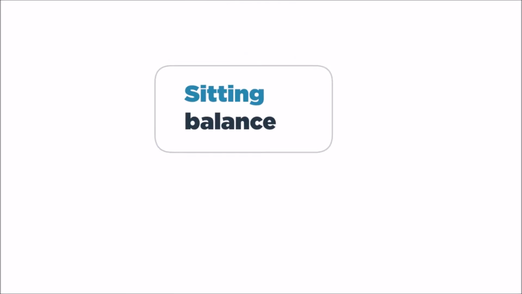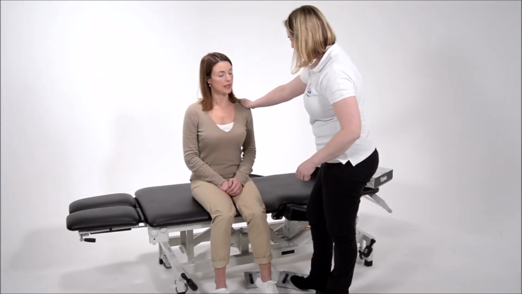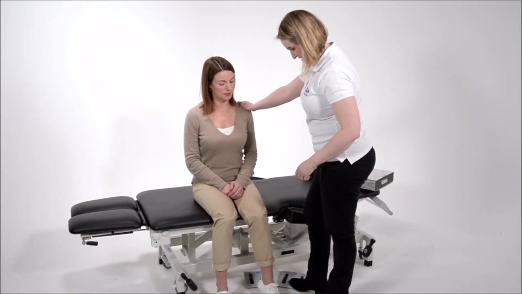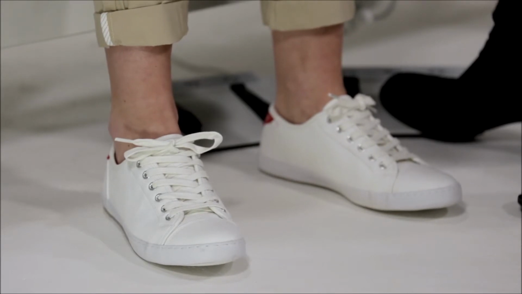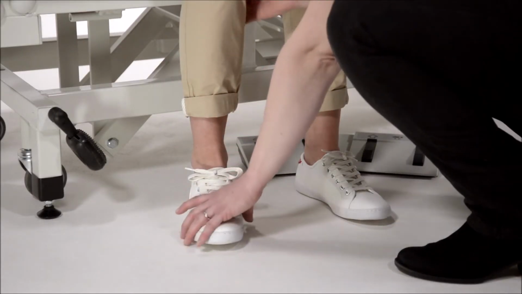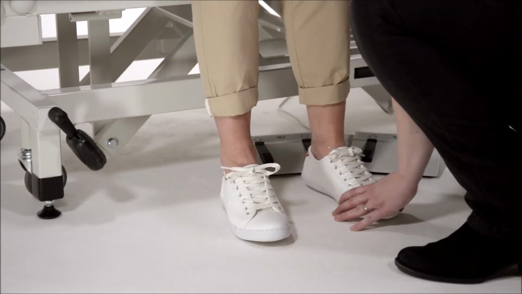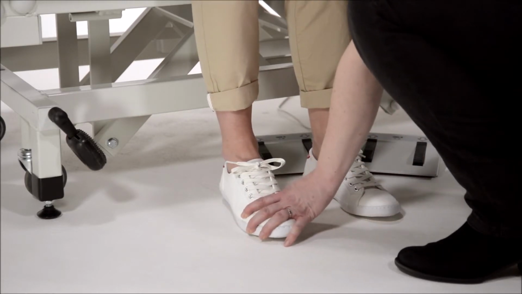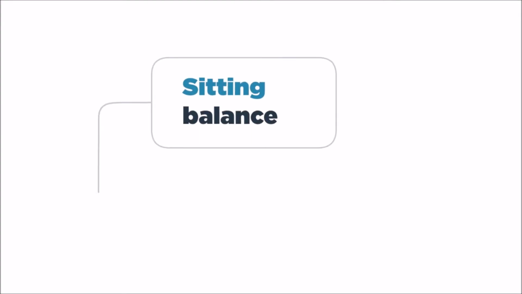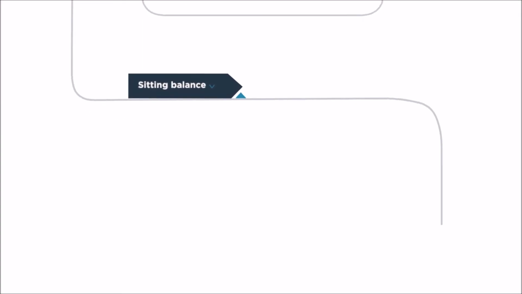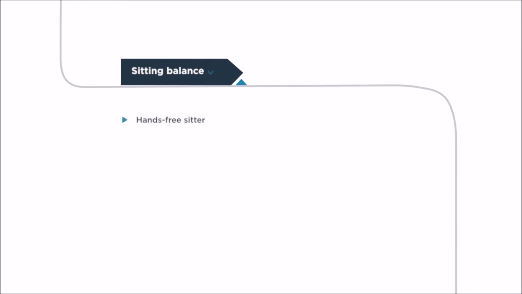Sitting balance. To fully assess someone's sitting balance, it's essential to do this on the plinth. Ask the person to sit over the edge of the plinth with their feet on the floor or supported, so they have roughly a 90-degree angle at their hip. Next, ask them to raise both hands up off the support surface. From this, you'll be able to see if they are A. a hands-free sitter, B. hand-dependent sitter, or C. a prop sitter.